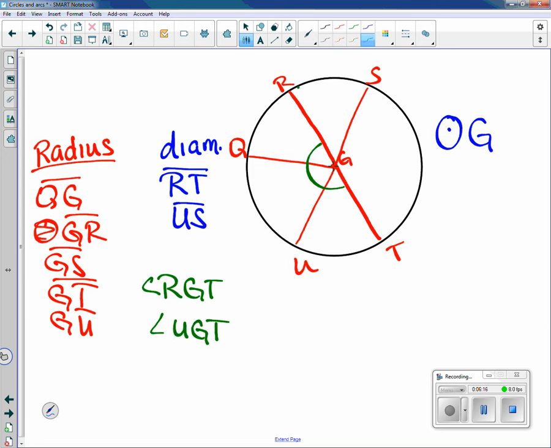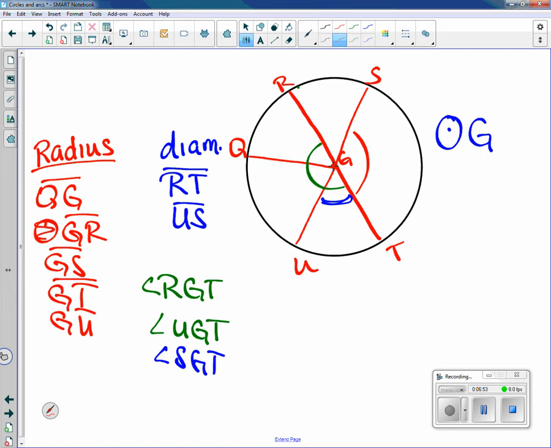UGT. UGT is talking about this angle right here. I heard another one. What did you say, Anna? SGT. I like that one. That will talk about this angle right here. What does that middle letter have to be? It has to be the center of the circle. Yes, that is your vertex. Remember, the middle letter is your vertex.